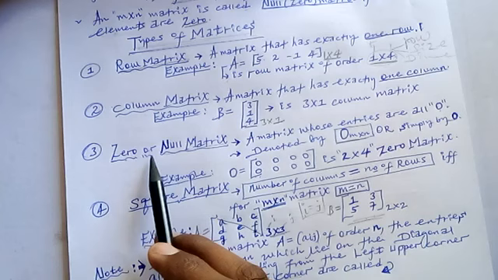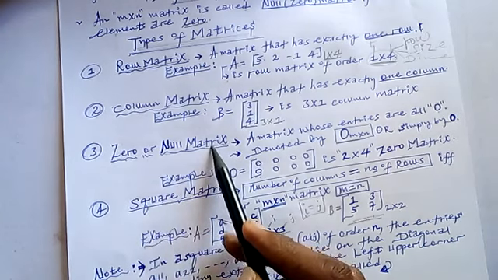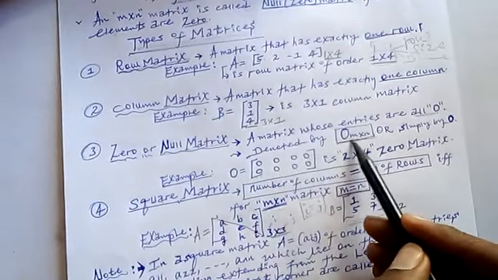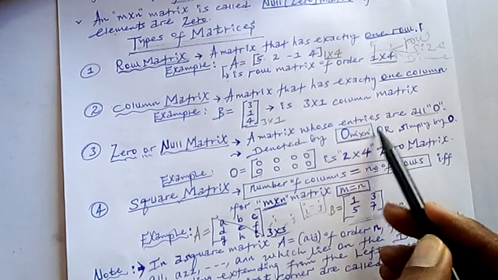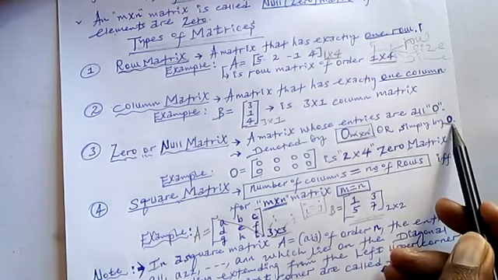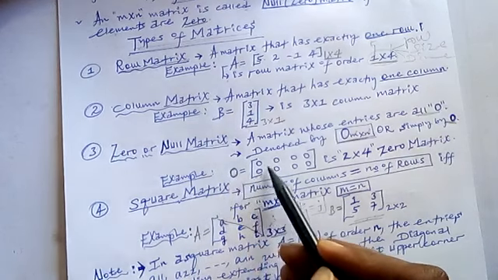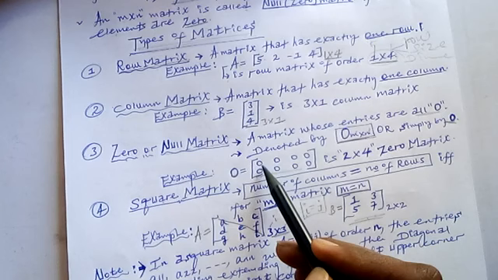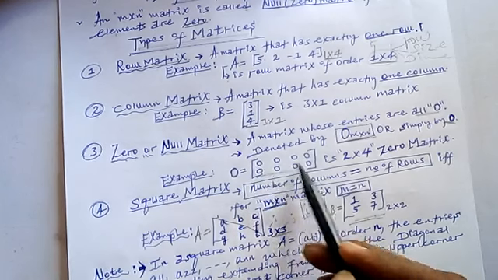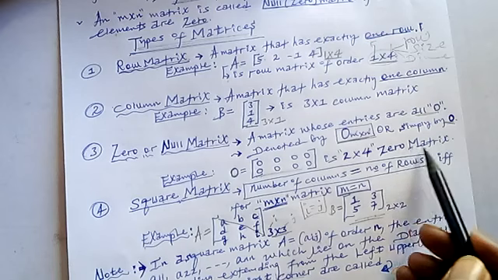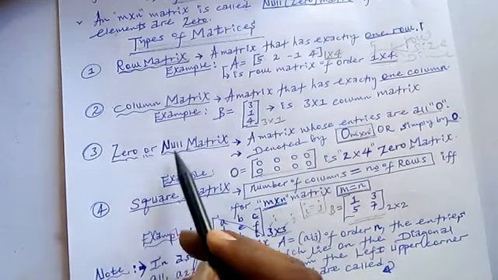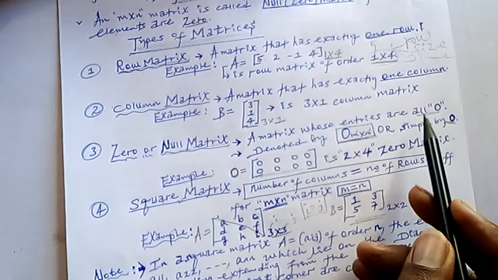The third type of matrix is the zero or null matrix. A zero or null matrix is a matrix whose entries are all zero, denoted by 0 with subscript M by N, where M indicates rows and N indicates columns, or simply 0. Example: 0 is equal to 0, 0, 0, 0, 0, 0, 0, 0. This means 2 rows and 4 columns, a 2 by 4 zero matrix. Simply, zero or null matrices are matrices whose entries are all 0.